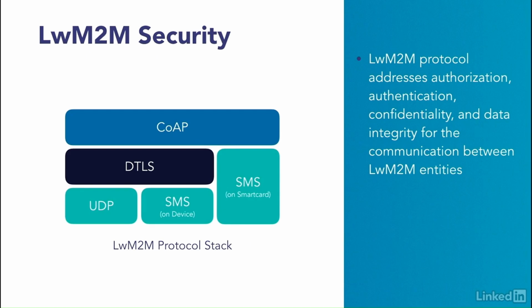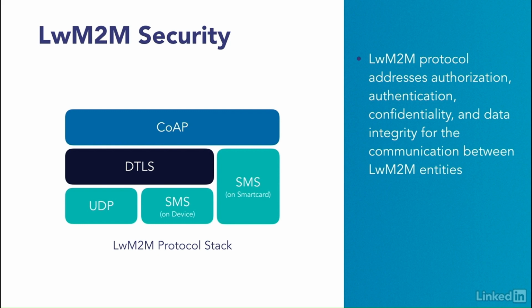include the authorization, authentication, confidentiality, and data integrity for the communication between lightweight M2M entities. From the perspective of the lightweight M2M protocol stack, DTLS provides the main security mechanism at the transport layer for the upper layer communication protocol, CoAP, although SMS channel security can be used if a device uses a smart card. Note that in order to use the security features, lightweight M2M clients need to have the credentials and configuration information for secure communications with lightweight M2M servers through a bootstrapping process.